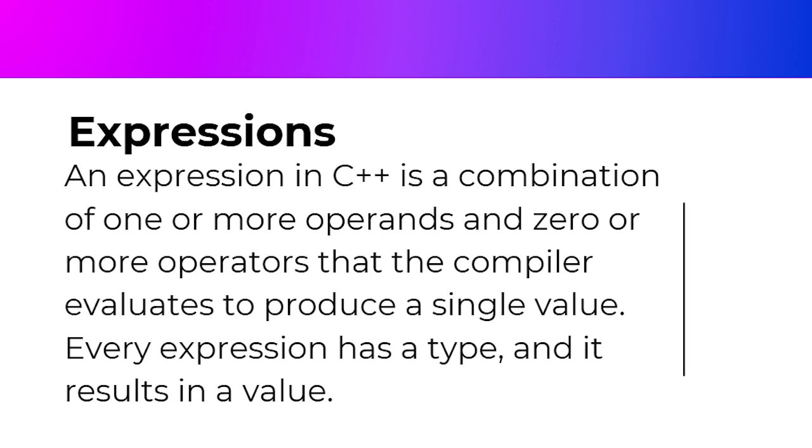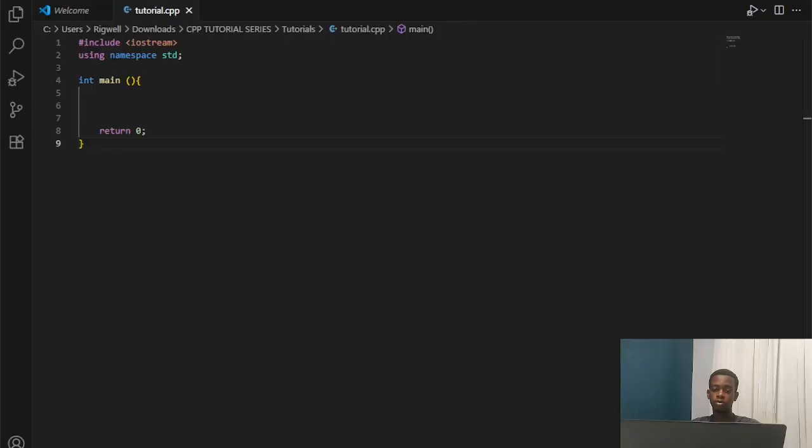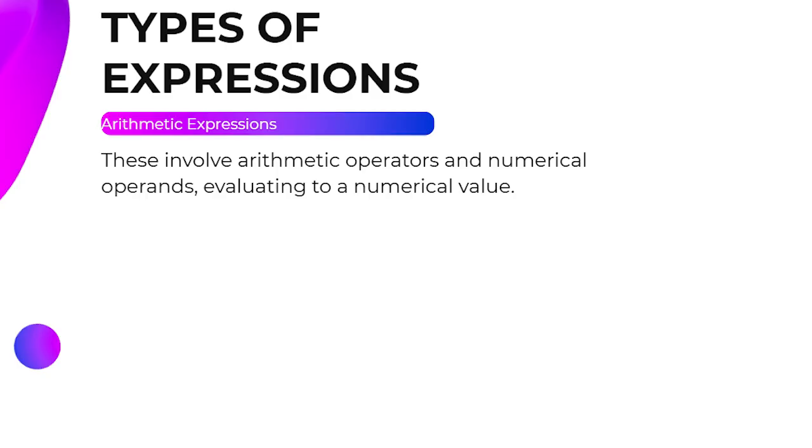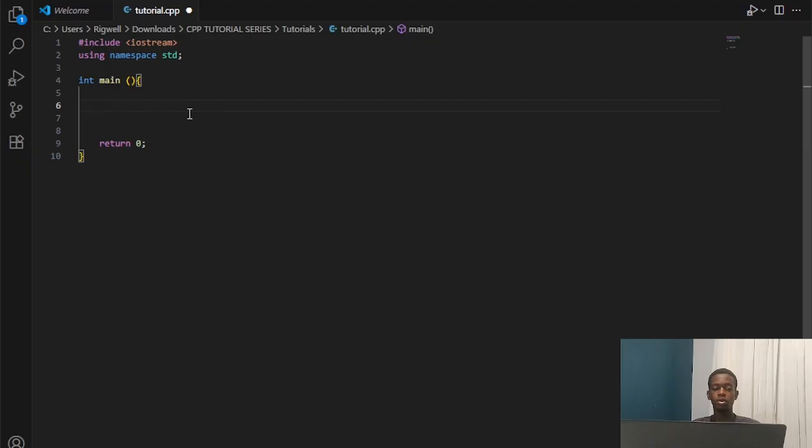Now we have types of expressions in C++. The first and most common one are the arithmetic expressions. These involve arithmetic operators and numerical operands evaluating to a numerical value. We all know that 10 plus 5 is equal to 15, and this is a simple arithmetic operation. We also have x * y, which evaluates to the product of x and y.